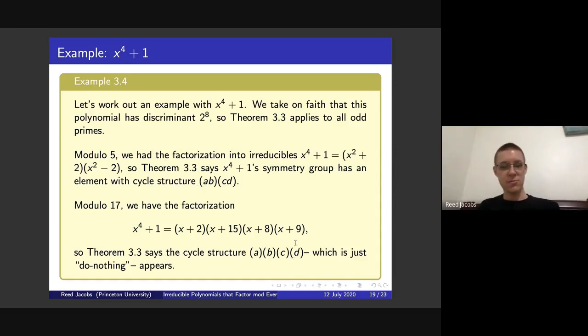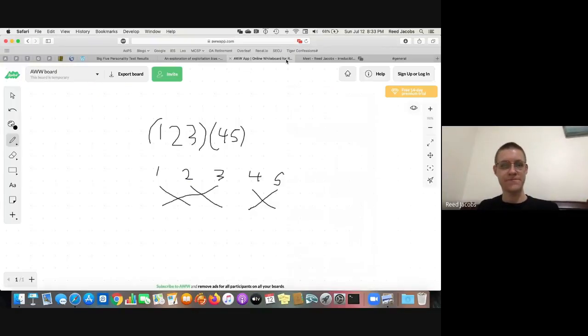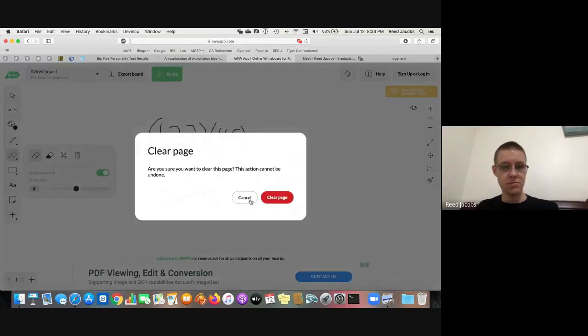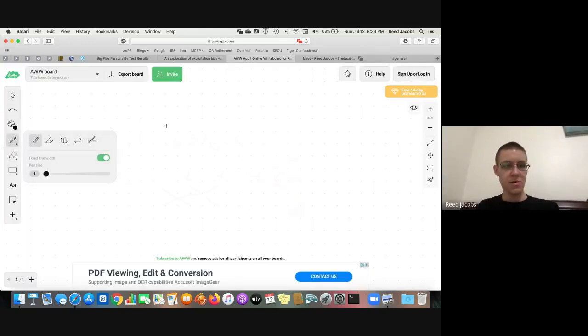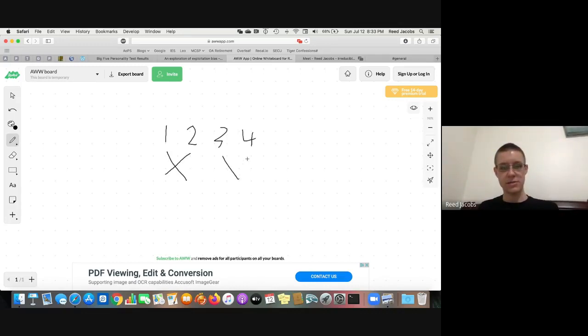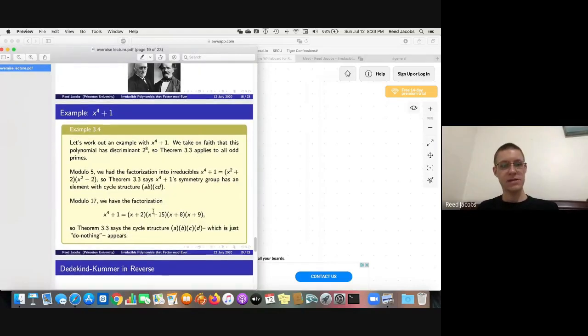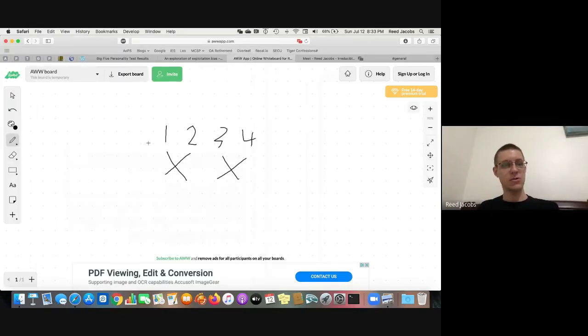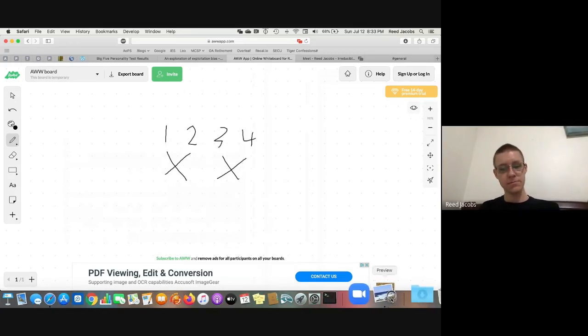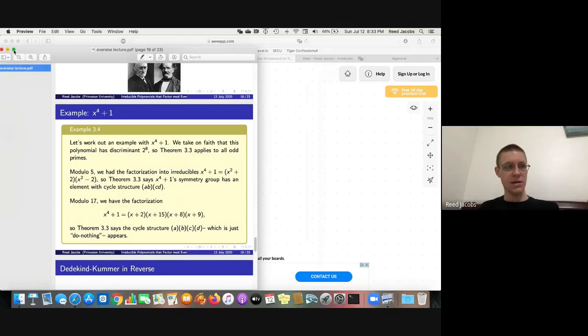And one way to see what this cycle does, I can show you on the whiteboard, there are 4 elements, so 4. And what this theorem is saying about the symmetry group is that it has an element that acts like this on the roots. So the polynomial p of x has 4 roots, and the symmetry group contains an element that does this to the roots. It swaps 2 of them and swaps the other 2. That's what this theorem says.